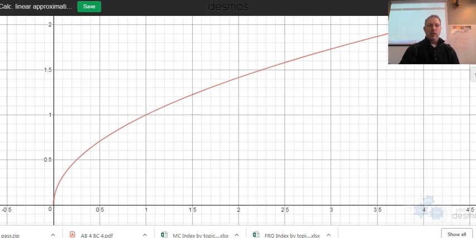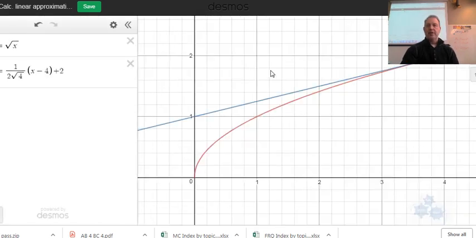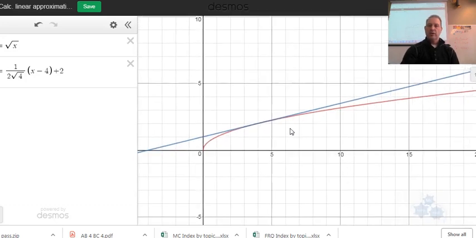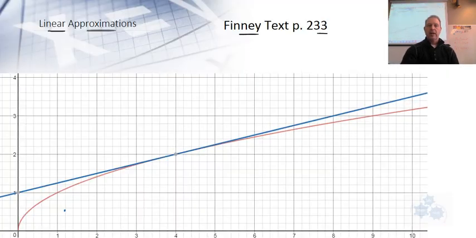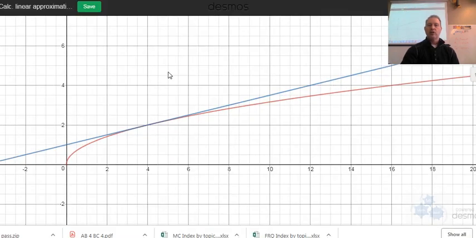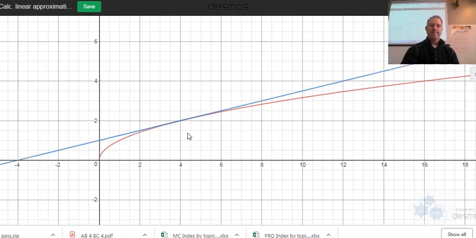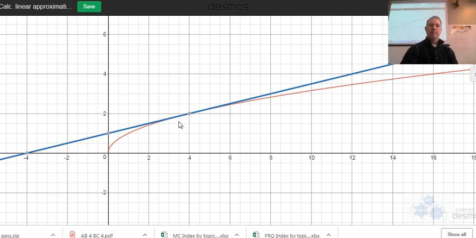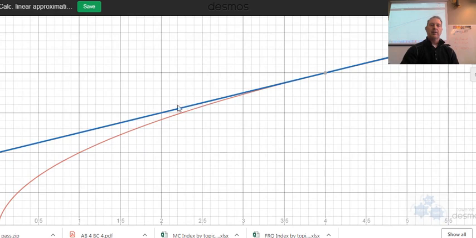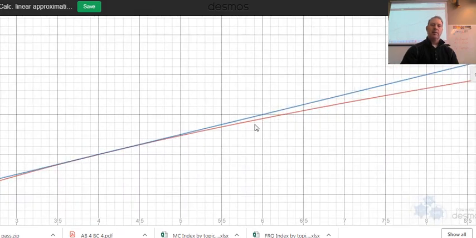I am going to light up a tangent line. This is the tangent line that I showed you on the other screen. This one right here. See that? Now I am going to zoom in using Desmos to the point of tangency right here, the point (4, 2). So here's the point. Clearly the tangent line is not the same as the function. The function deviates from the tangent line quite a bit over here, not so much over here. A little bit, but not so much.